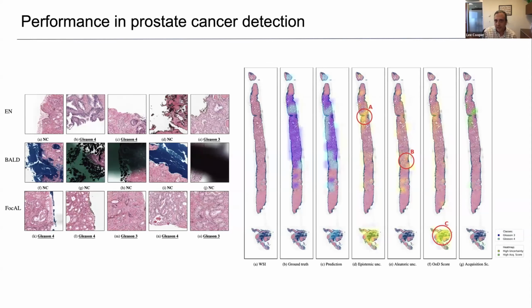Looking at real-world data from prostate cancer, we compared some of the instances that are selected by different selection strategies. BALD is one that's, I think, very sophisticated and also uses a probabilistic foundation. But we found that BALD tends to pick these really highly out-of-distribution samples, essentially things that are unclassifiable. There's marker, schmutz, or other things present.